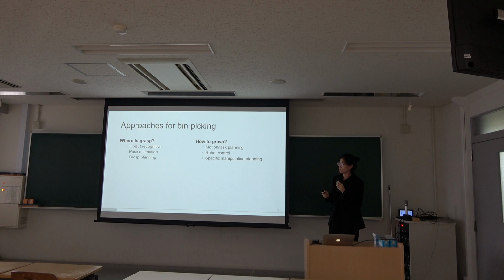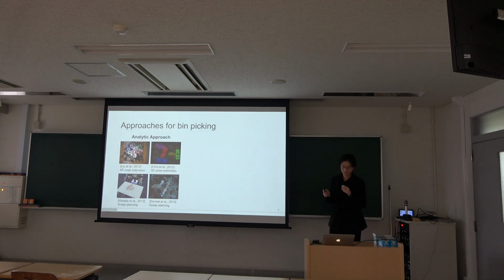And robotic bin picking has been researched for decades, and here are the 2 questions we always want to ask. First is where to grasp. So the goal is to find a grasp pose or the location of the object. And the second is how to grasp. How can we plan the motion and control the robot to do that?